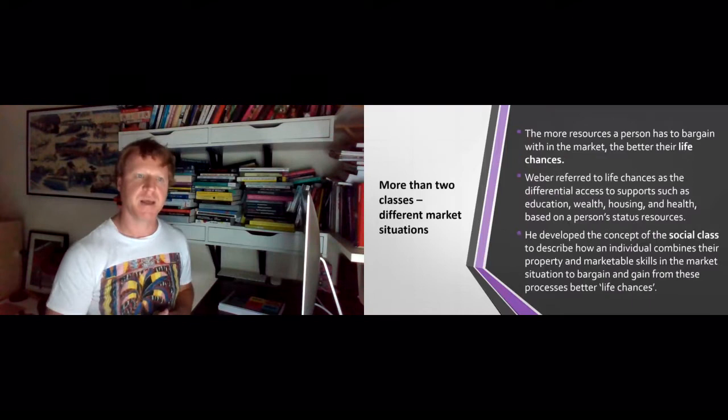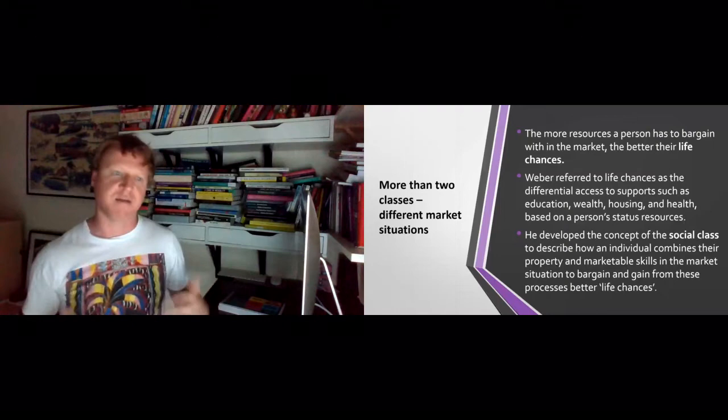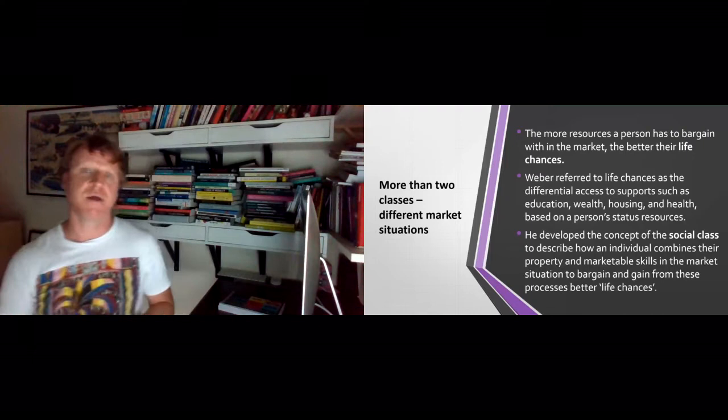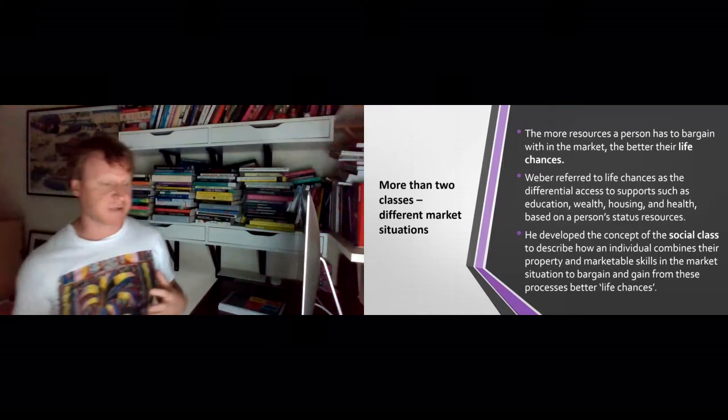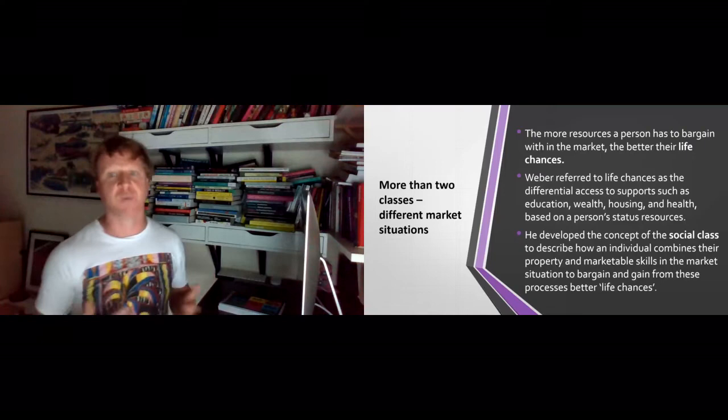So obviously more than two classes here. People therefore in the system have different market, what he called market situations. The more resources a person has to bargain with in the market, the better their life chances. So for Marx, this has fundamental implications for people's access to things like education, wealth, housing, health, and these are all related to people's status resources.